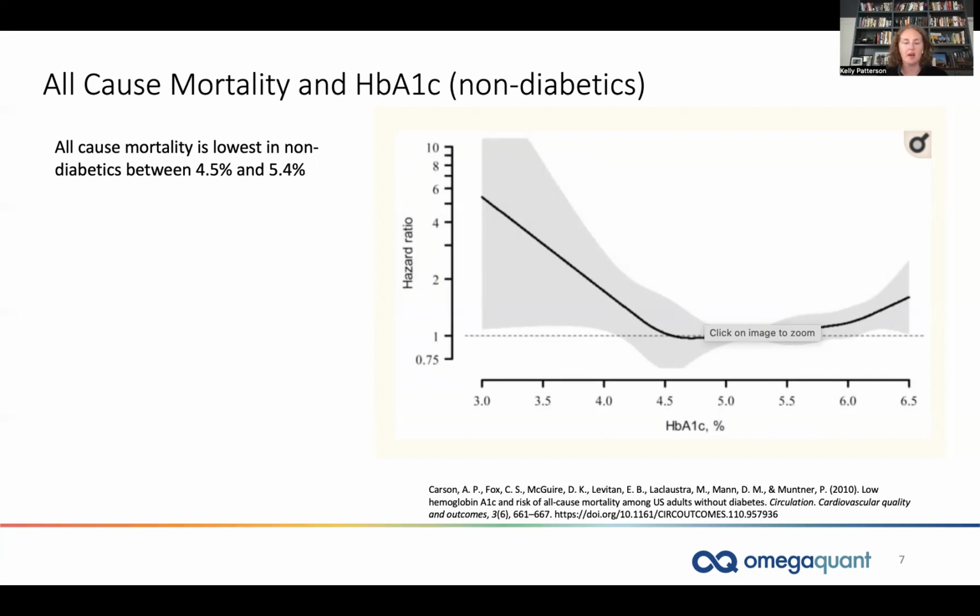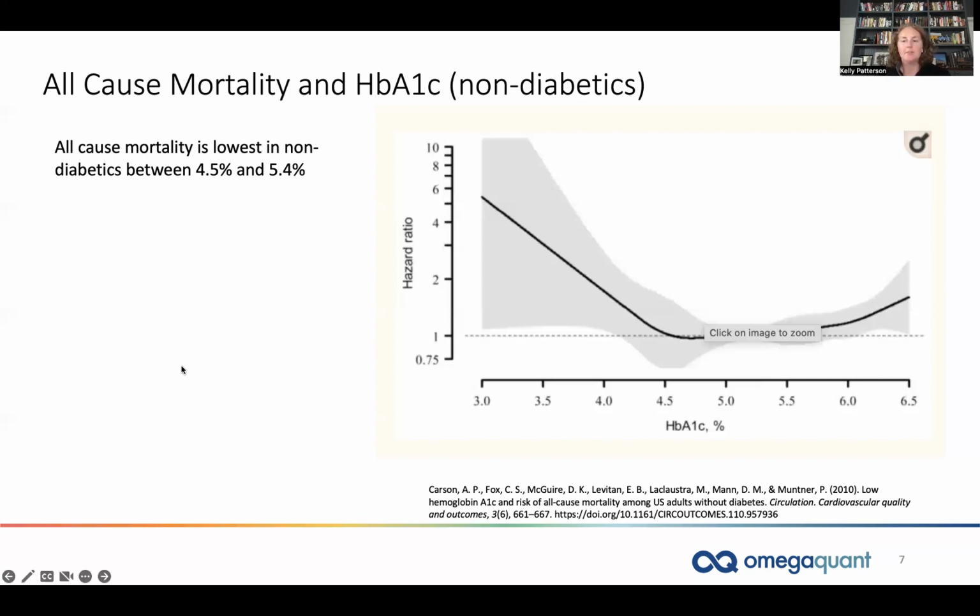So that's definitely, we're never going to reach that, because if you're alive, you're going to have glucose in your blood. But what's interesting is all-cause mortality is lowest in non-diabetics between 4.5% and 5.4%. Okay. So it does leave, as I said, that between 5.4 and 5.7, that higher end of normal, we start to see that tick up in all-cause mortality.